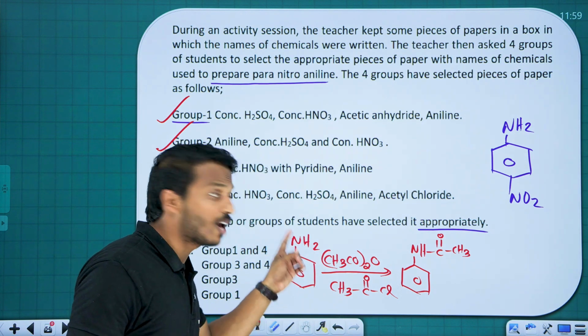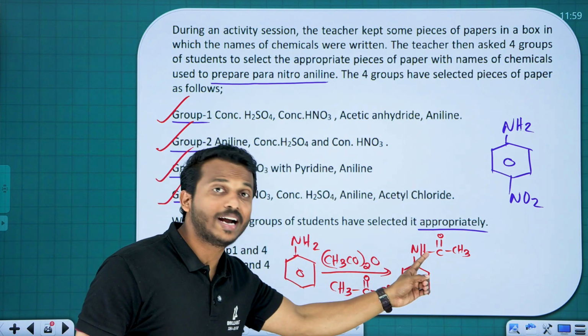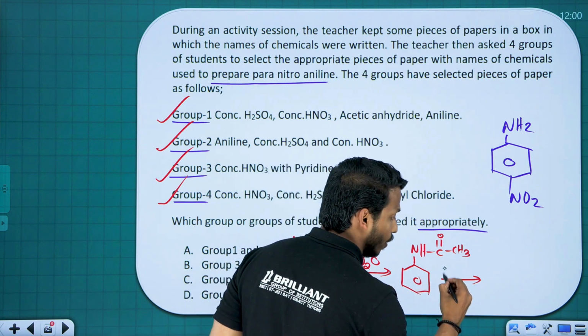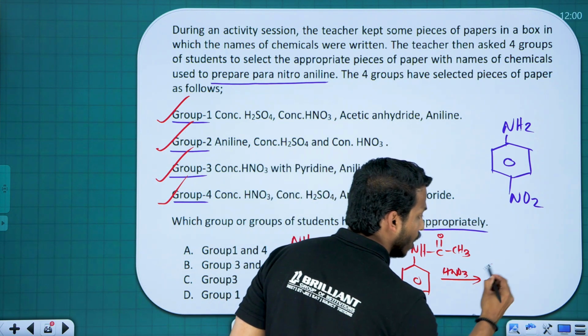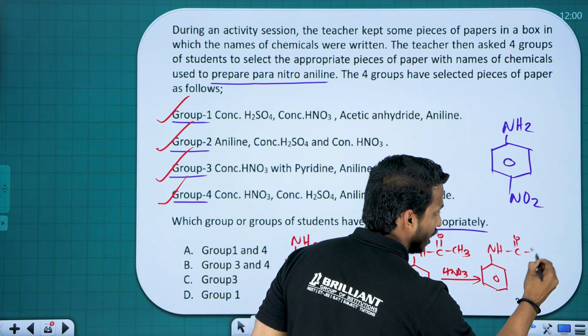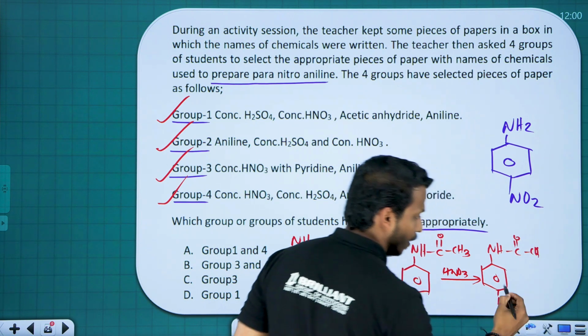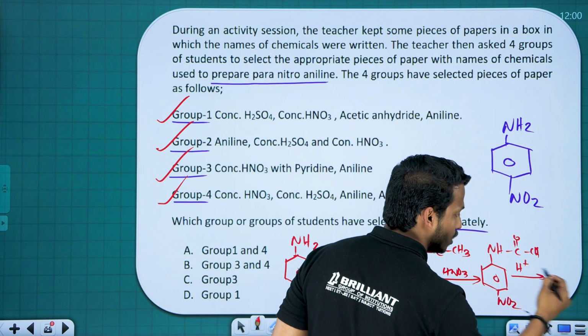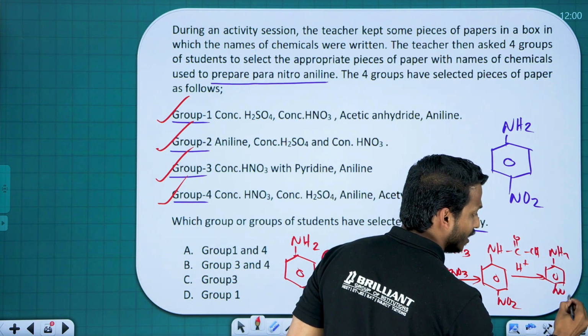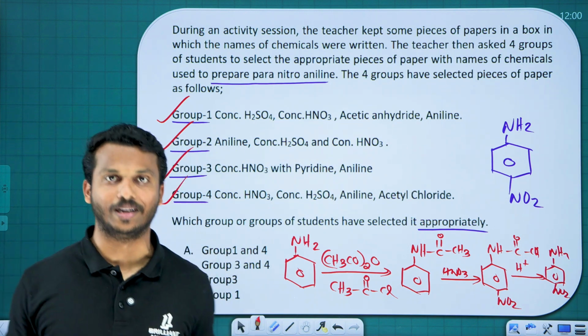Amines are strong ortho-para directors, amides are weak ortho-para directors. Then we will add what? Nitro group, which is HNO3 and H2SO4. What becomes that: NHCOCH3 comes and NO2 will be here. Finally, on treating with acid or base, you will get your NH2 and NO2 back. This is actually the reaction we studied.